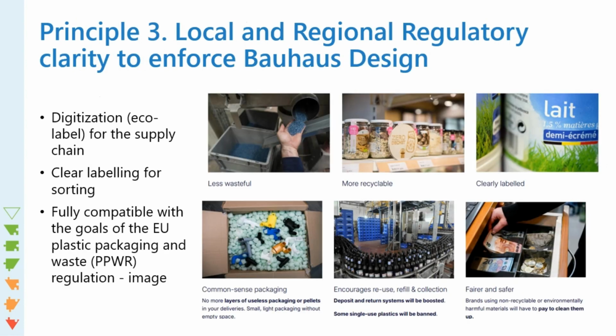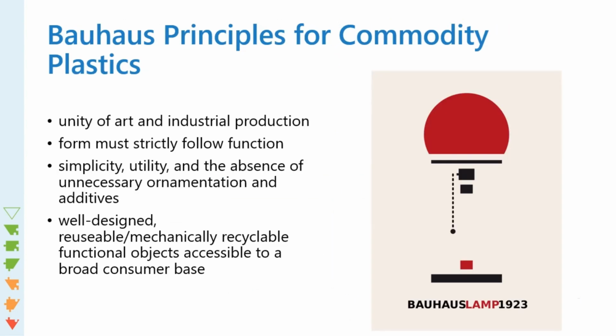But to make this happen, you need to have strong local and regional regulatory clarity to make sure of how these plastics are made, recycled, reused. And if you look at all the goals of the Packaging and Packaging Waste Regulation, the PPWR, all of these goals could be achieved by implementing these concepts of Bauhaus chemistry to some extent. We could have clear labeling, it could be very easily done, and all these ideas would be fully compatible.